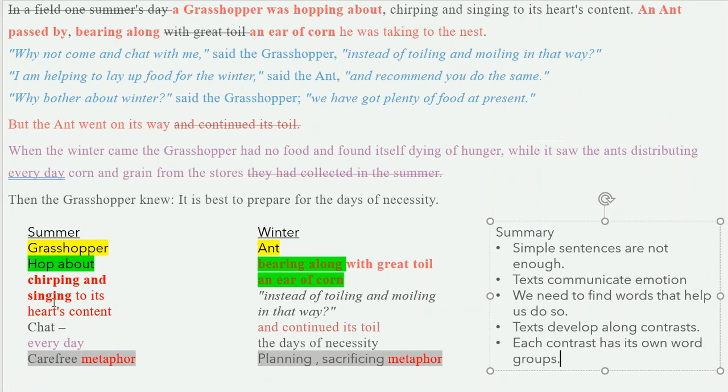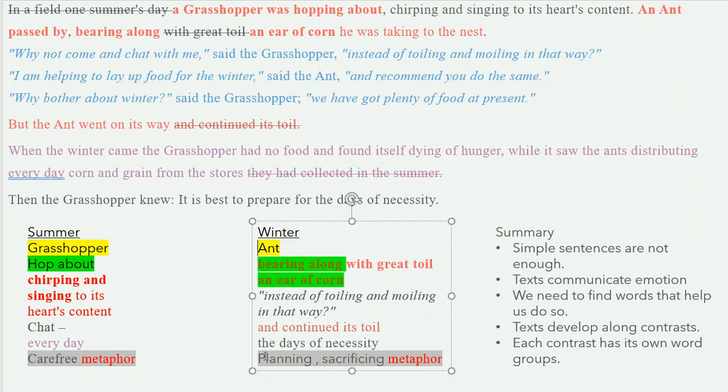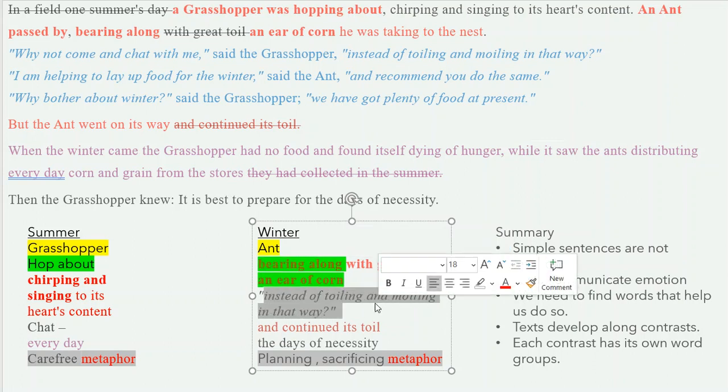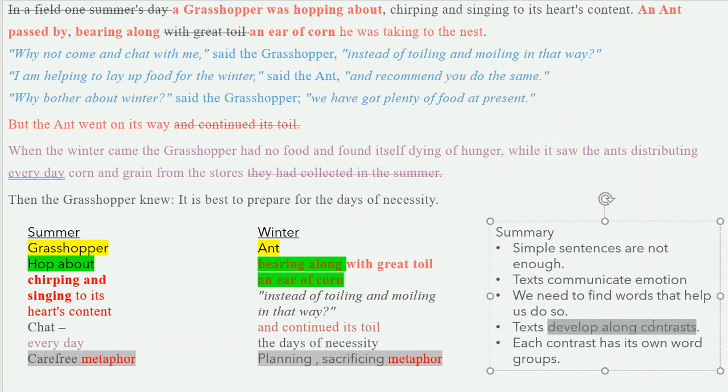So summer, carefree, had singing, chirping, chatting, all of hopping, right? So these were the word groups that belonged to being carefree, and to summer. They belong to summer. To winter and planning and sacrificing, we had bearing, toiling and moiling, right? Days of necessity, things like that. So texts develop along contrasts, and each contrast has its own word groups.